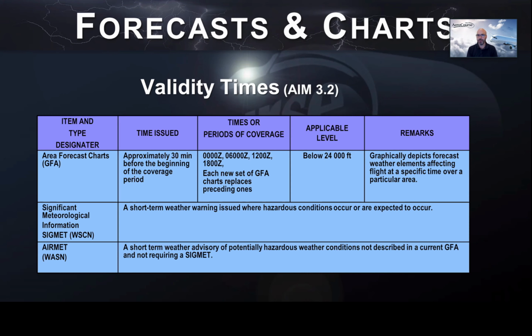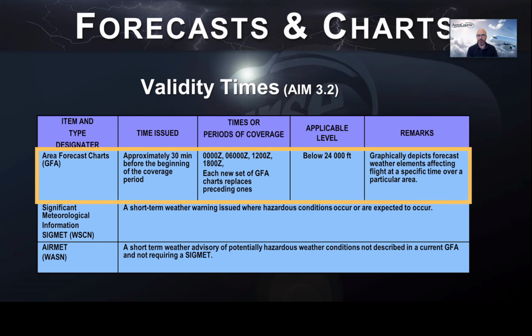The best place to go to find out about all the weather that NAV Canada gives us is this chart in the AIM. So in the Met section 3.2 is this table that lists all the weather information and charts and stuff that we are provided by NAV Canada. So for example, the GFA, we know now that it's issued 30 minutes before the beginning of the coverage period. We know that it comes in a package of 3 different times, and they're only these times. They're valid below 24,000 feet, and of course it gives you a picture of the weather forecast.